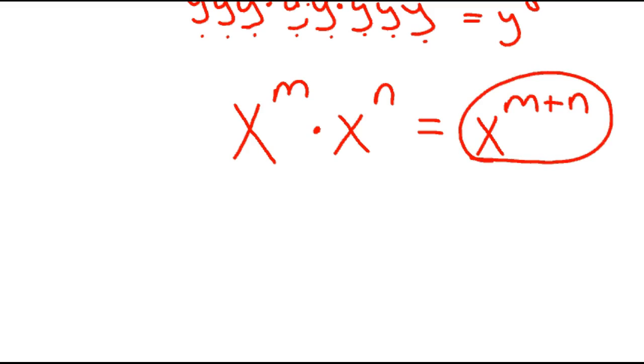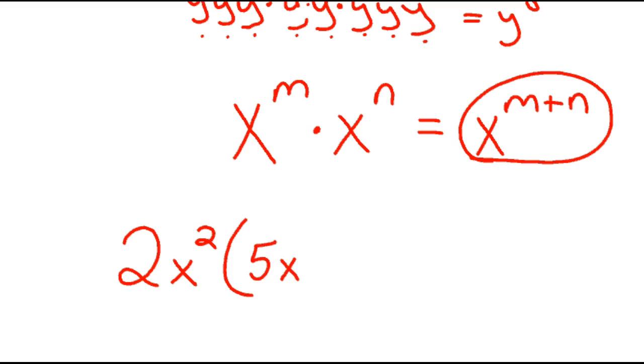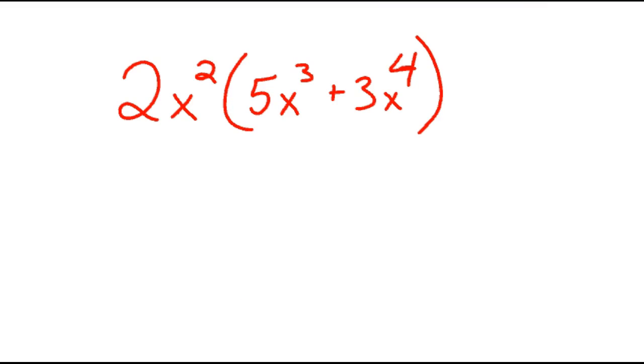If you had something more difficult, say 2x squared times the quantity 5x cubed plus 3x to the 4th power, something like this with distribution. I mean, if you're learning the rules of exponents, you probably got distribution down. So let's go ahead and distribute that. Stop the video. See if you can get this one correct.